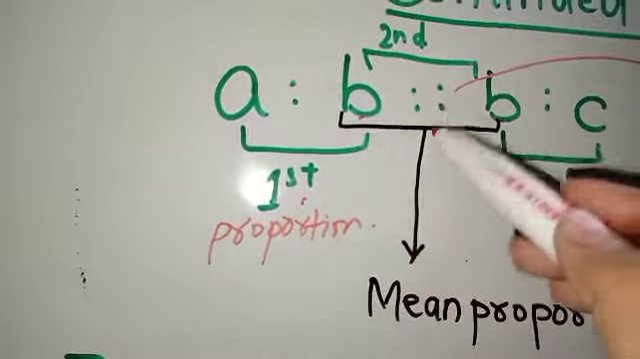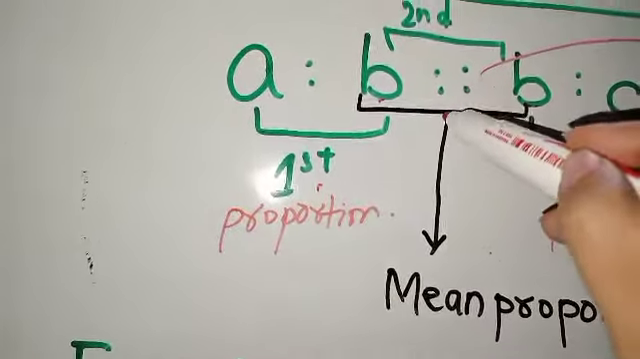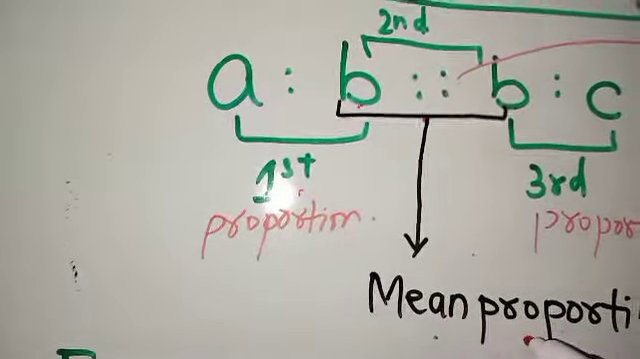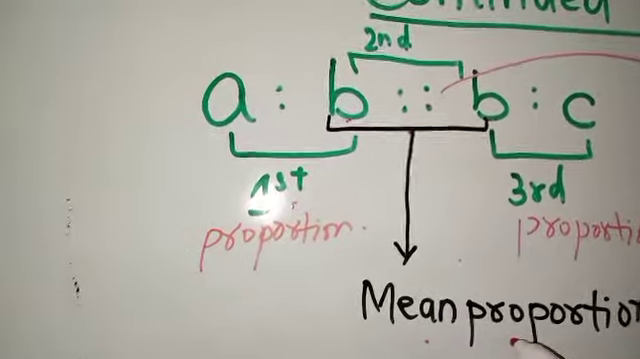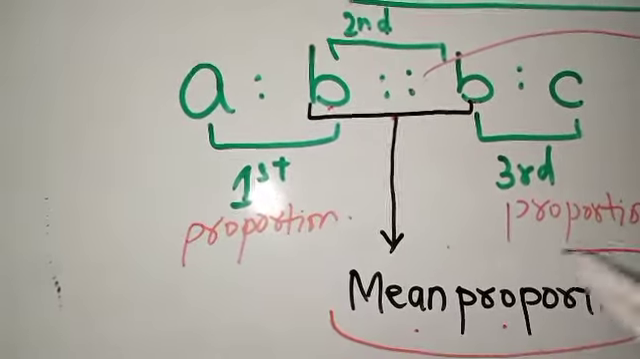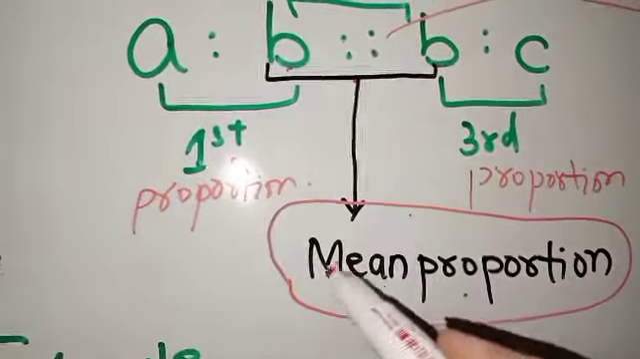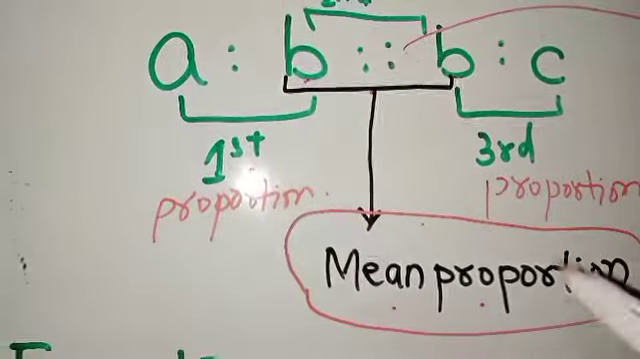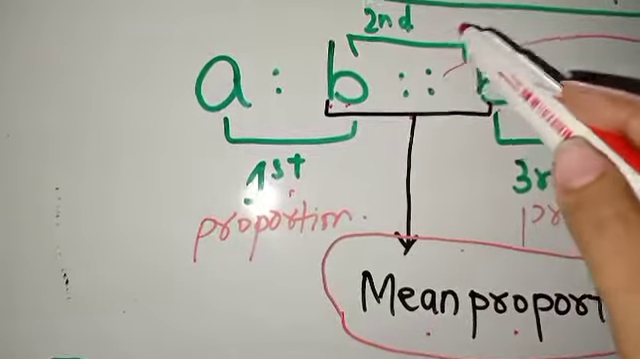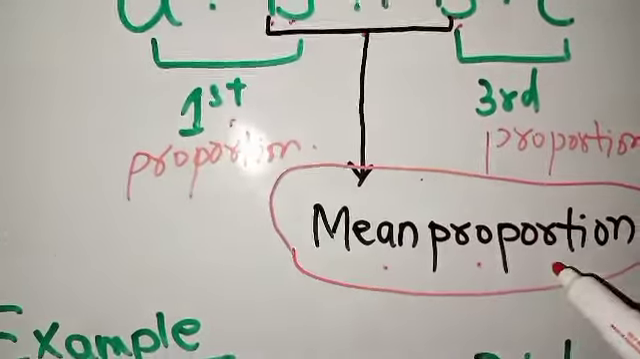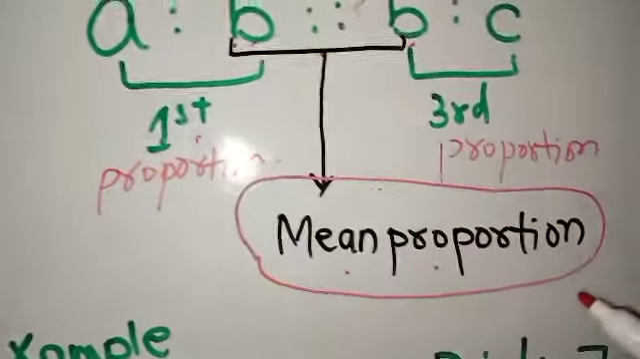The first proportion is equal to the third proportion, while the second proportion is also called the mean proportion. You have to learn these terms because when we are solving questions we will use them. The B between the four dots and B is the second proportion, which is also called the mean proportion. Usually we do not call it second proportion, we call it mean proportion only.